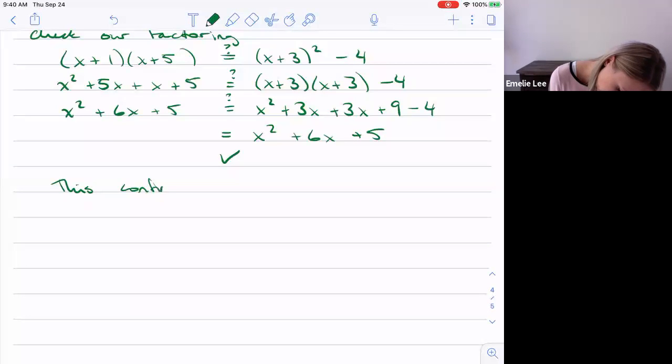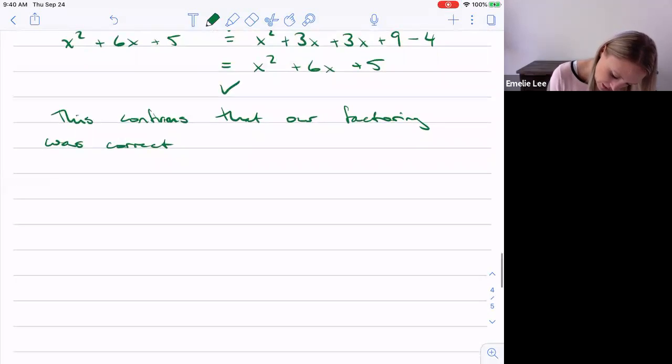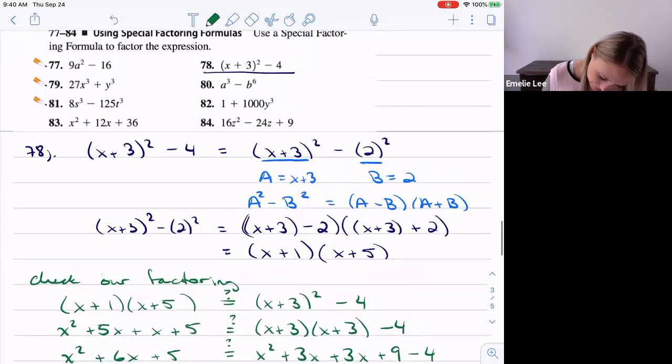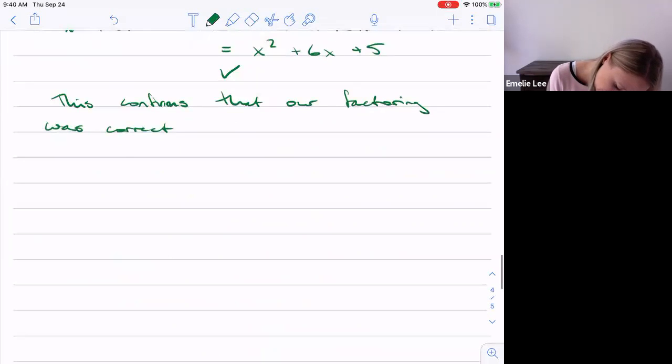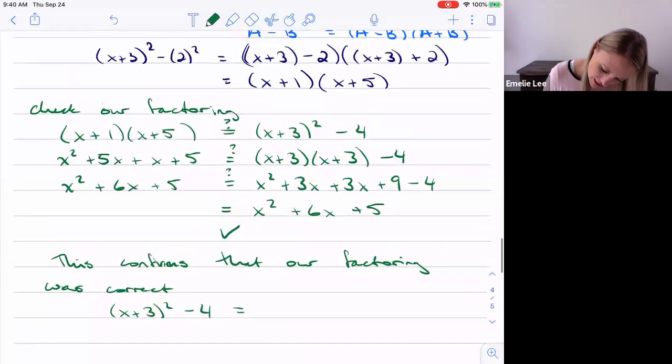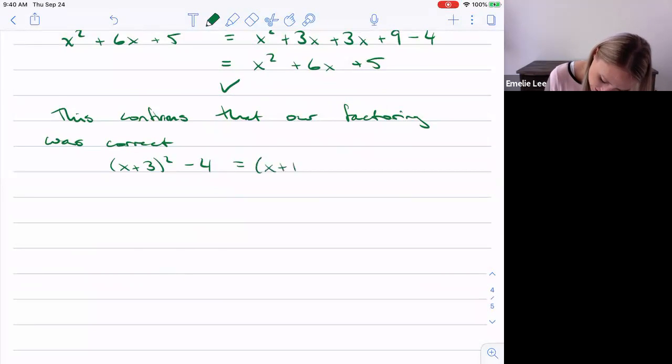This confirms that our factoring was correct. Which means that x plus 3 squared minus 4 does equal x plus 1 times x plus 5.